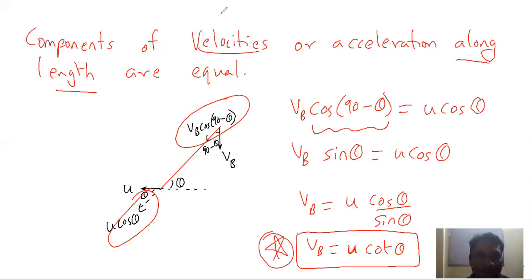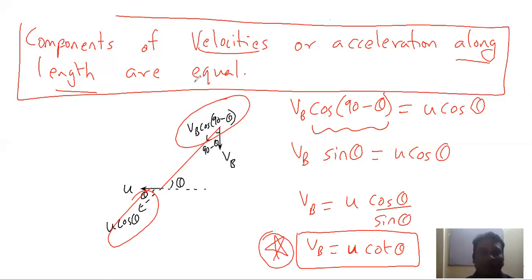By using another method also, we can prove that components of velocities or acceleration along the length are equal. So by using the same method, we have VB is u cot theta. So this is how we prove it using the component method: components of velocities or acceleration along length are equal. Now let us use this in illustration 33 as well.